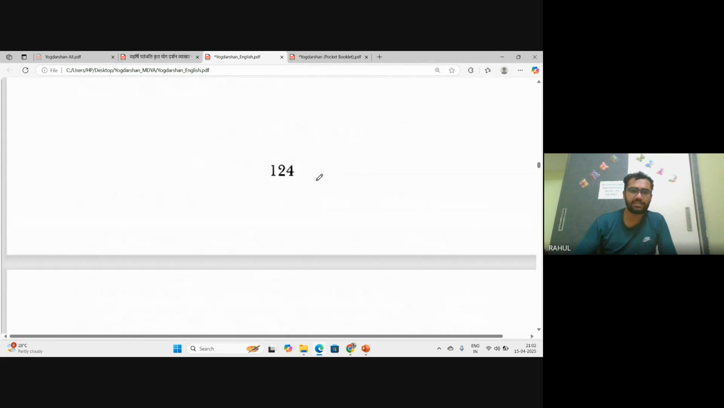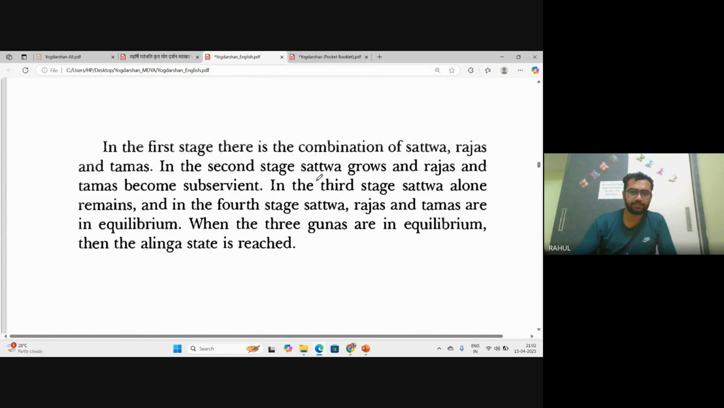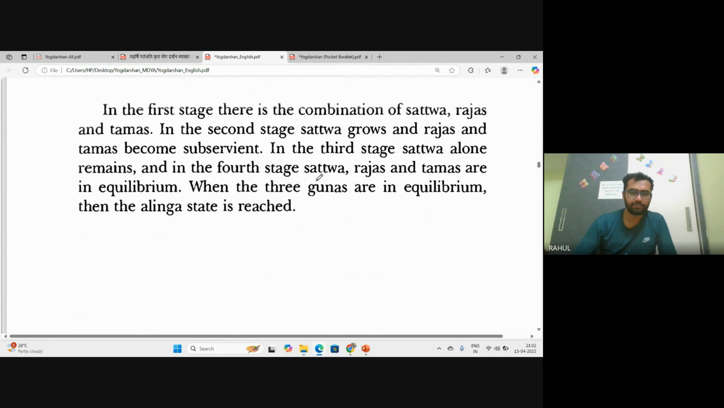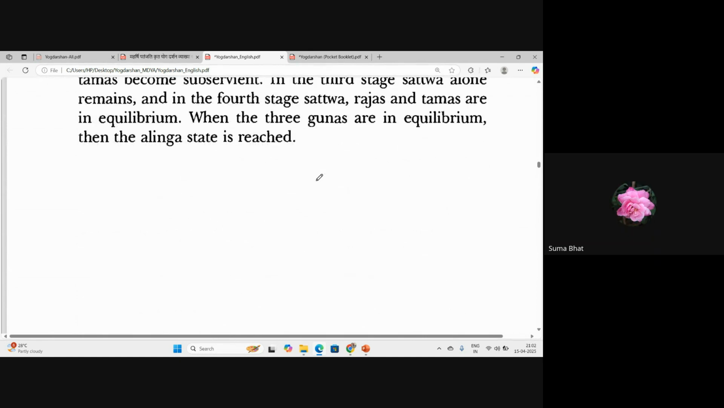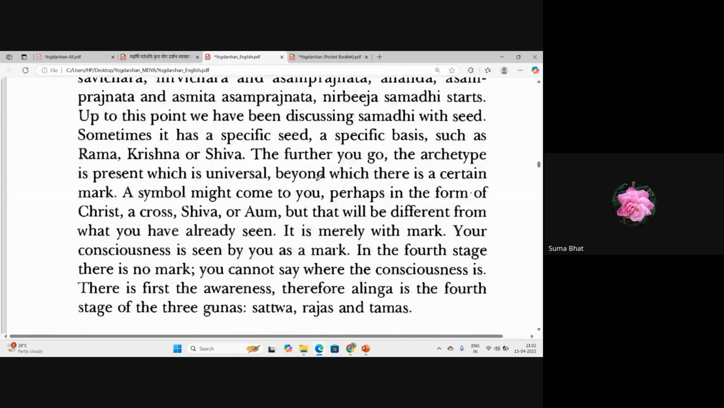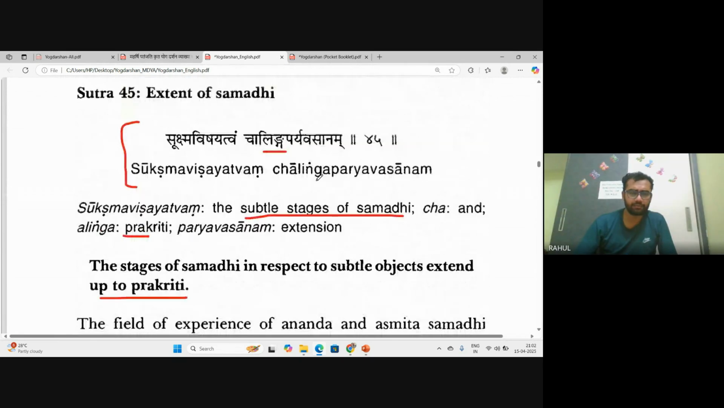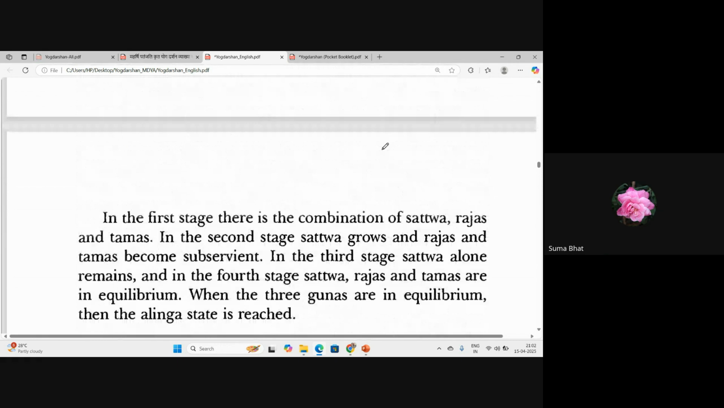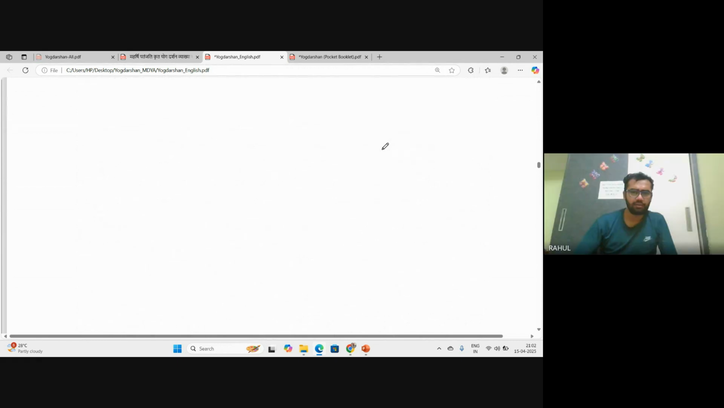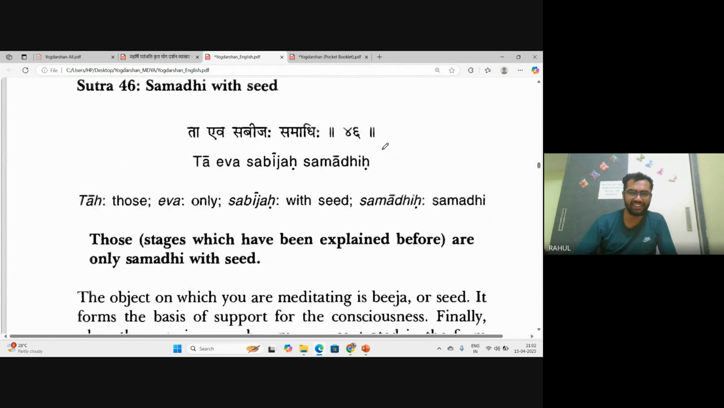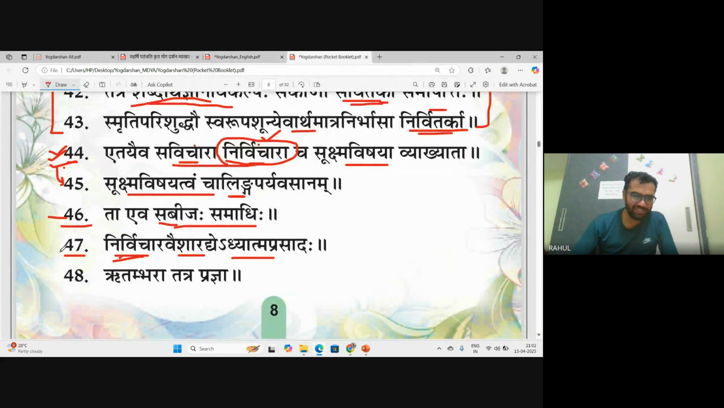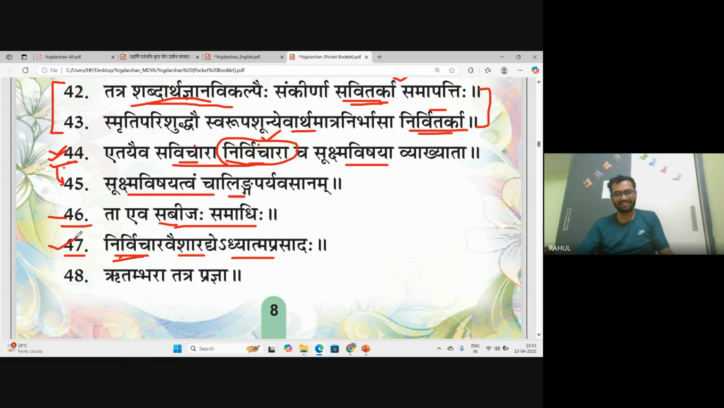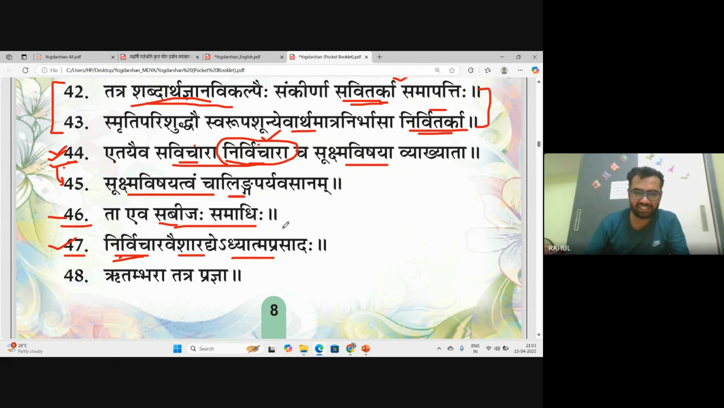Something we missed this. Sir. Sutra number 45. Sir. I think it is not in this book. 45 is missing in this book, okay? So I am explaining to you directly, okay? By mistake it is not here.